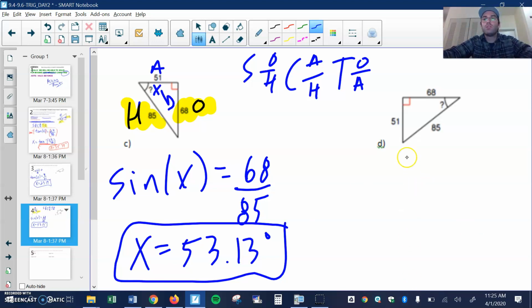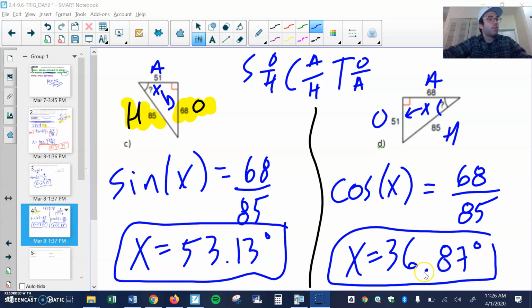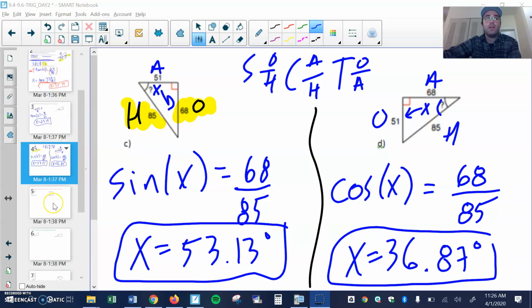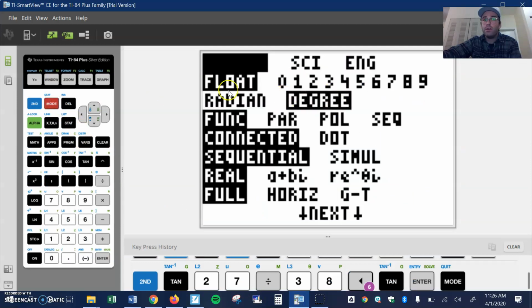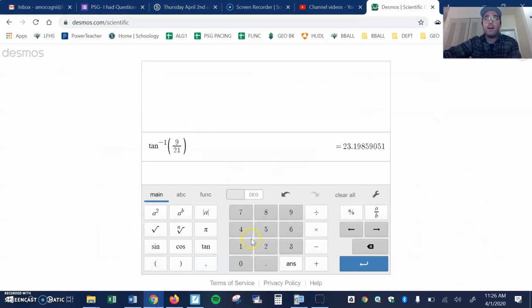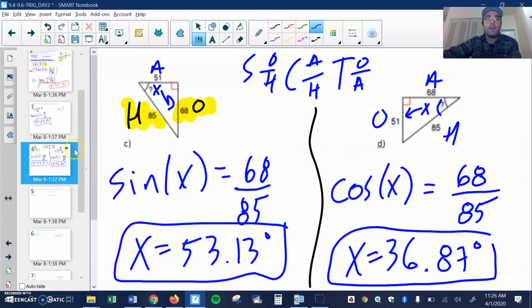For this next one, I want you to pause the video, pick whichever trig function you want, and see if we get the same answer. Go for it. All right, I got 36.87, or 36.8698, whatever. Again, I chose cosine this time because I did sine the last one and tangent the one before that. You could have used sine or tangent, whichever one. You should still get the same answer. If you're not, check your mode on your calculator. Go to the mode, make sure you're in degrees here. Or go to your scientific calculator, make sure degree is selected. Look, it just went to radians. Oh, now back to degrees.